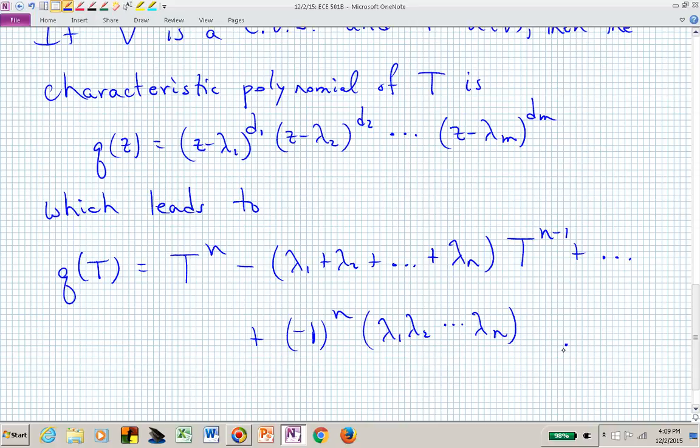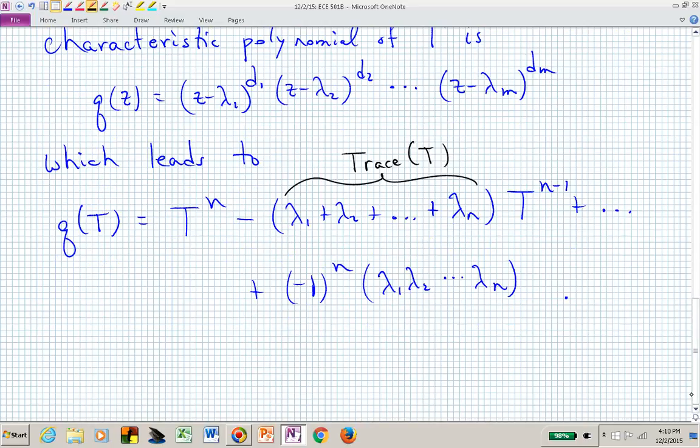And in fact, these parenthetical scalars made up of combinations of eigenvalues correspond to the particular terms that we said we were talking about in Chapter 10. This sum of eigenvalues is actually the trace of T, and this product of eigenvalues is the determinant.